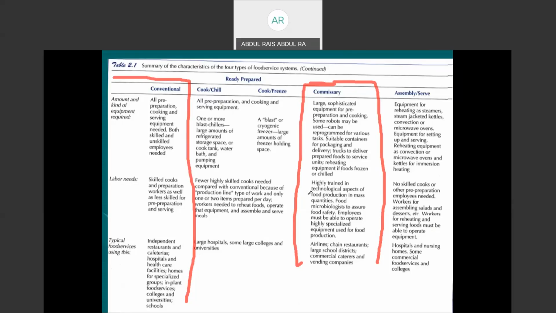Okay, highly trained. In terms of labor skill, they must be highly trained in the technological aspect of food production in mass quantities. A food microbiologist is needed to ensure food safety. Employees must be able to operate highly specialized equipment used for food production, and typical food service using this can include airlines, certain chain restaurants, large school districts, commercial caterers, and vending companies.